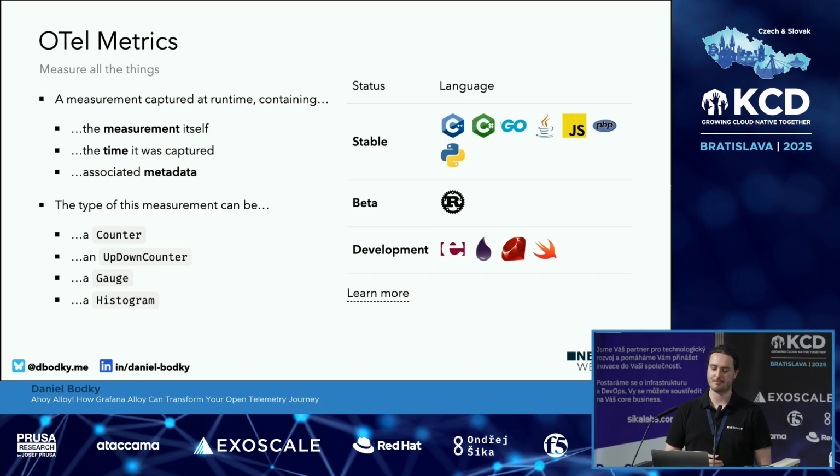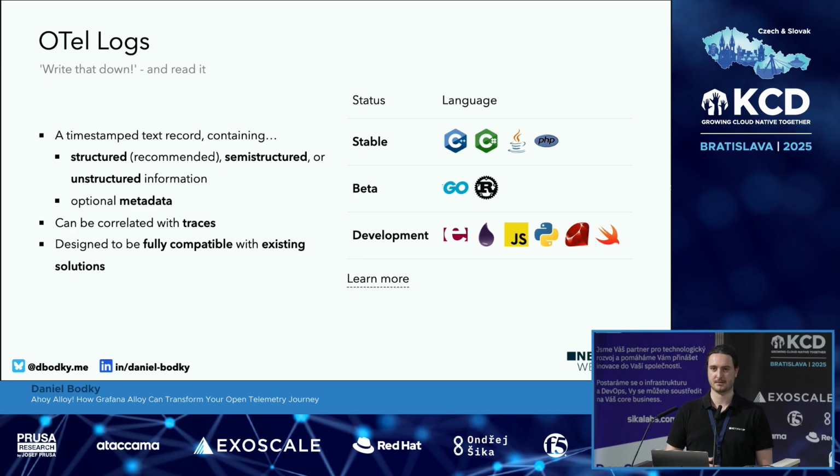So as you can see, metrics are quite stable. The rewrite in Rust hasn't been finished yet, apparently. This is the same for all signals, I can tell you already. And there are a few languages in development stage still, so not ready for production use or advised against using them in production. The next signal then would be logs.